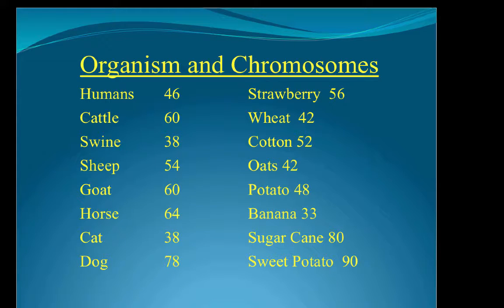As we look at total genetic material contained within different species, we know humans have 46 total chromosomes, 23 pairs. Cattle have 60. A lot of our livestock species vary between 50 and 60 chromosomes. And our plant species can vary anywhere between 33, such as in bananas, or clear up to 90 chromosomes, as in sweet potatoes. So sweet potatoes are very complex, and they actually have 45 total pairs of chromosomes.